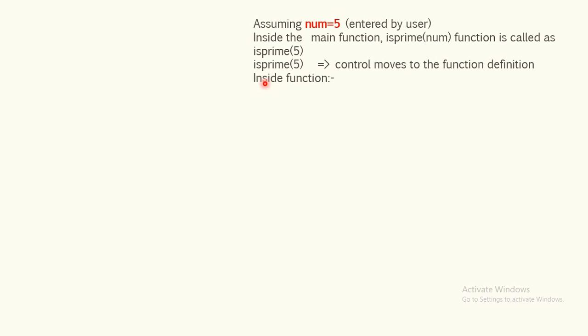So, wherever the isPrime function is written, that corresponding function definition will be checked and the control will be moved to that. And inside that function, we have to write the logic in such a way that we check whether the number is completely divisible. In the sense, the remainder should be equal to 0. If it is equal to 0, we say that it is not a prime number. If not, we say it is a prime number.